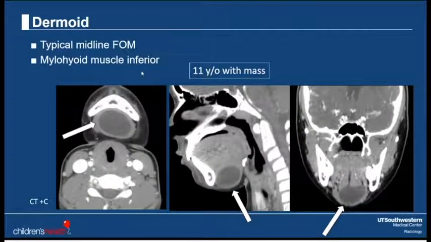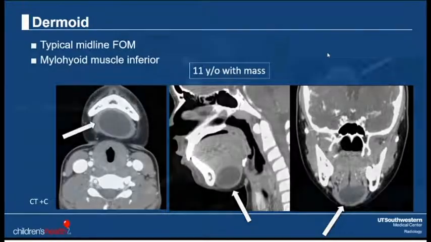This is a dermoid. They're typically midline within the floor of the mouth. They're usually contained by the mylohyoid muscle inferiorly. This is a submental lesion here, floor of the mouth. There's the mylohyoid muscle draping inferiorly under the lesion, and here we see on the coronal images the lesion contained by the mylohyoid muscle. Sometimes negative Hounsfield units can be helpful in these lesions to make the diagnosis.